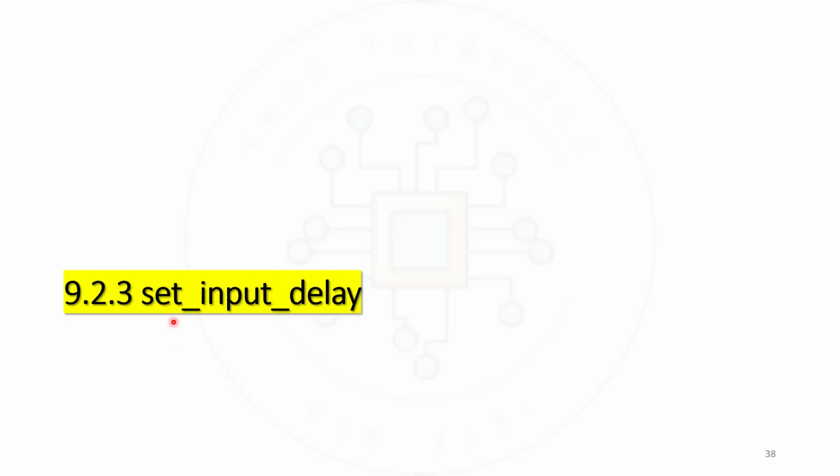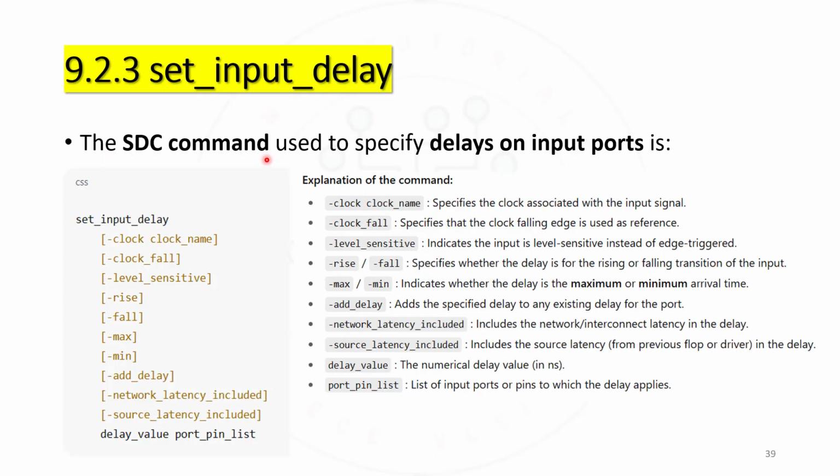Let us try to understand a constraint called set_input_delay. You can see here the SDC command used to specify delays on input ports. This is the SDC constraint called set_input_delay, which is used to set a delay on the input ports, and this is the syntax of that particular command.